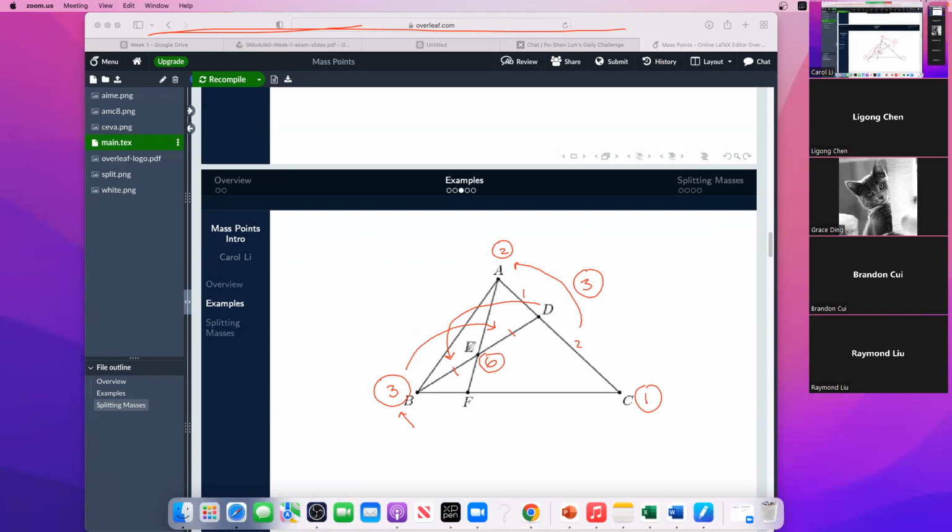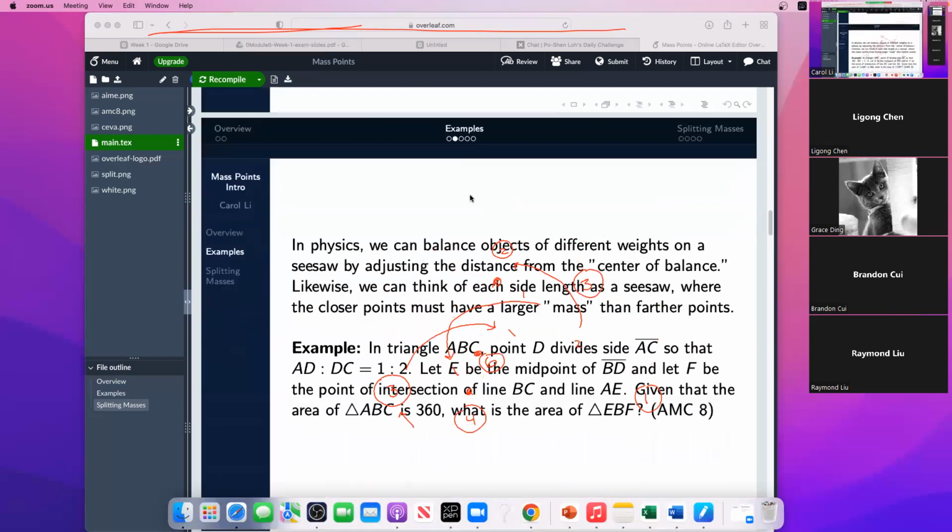So then from here, since you know that the center of mass is the sum of A and F, you can also get that 6 minus 2 is 4, which is this. And it just so happens that this is 3 to 1. So 3 plus 1 is also 4. So we don't actually have to do any splitting masses. Okay. So I'm going to quickly move it up.